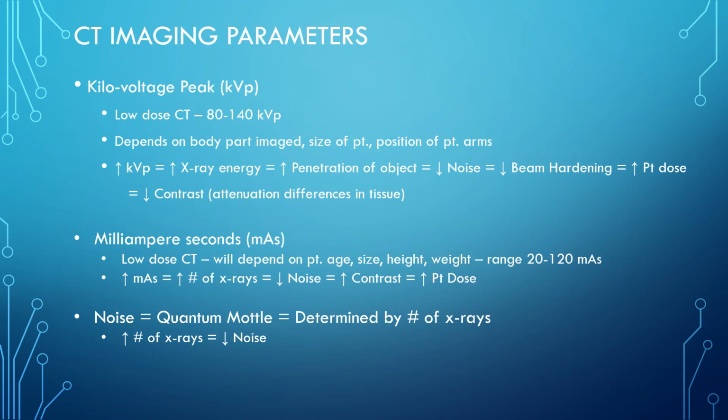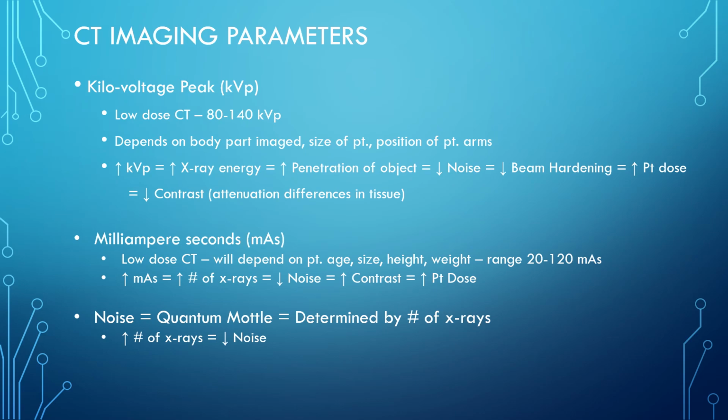Now the CT imaging parameters, the kilovolt peak and the milliamperes, are set by the technologist. A low dose CT will be about 80 to 140 kVp, but it does depend on the body part that's imaged, the size of the patient, and the position of their arms. A higher kVp will lead to higher X-ray energy, increased penetration of the object, decreased noise, decreased beam hardening, but it will lead to an increased patient dose, and it will also decrease the contrast because you won't see as much attenuation difference in the patient.